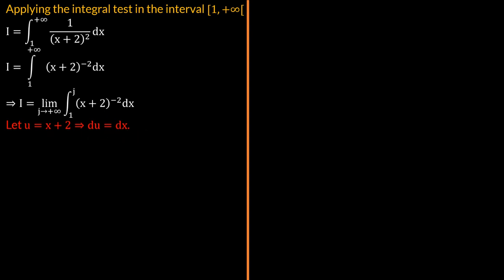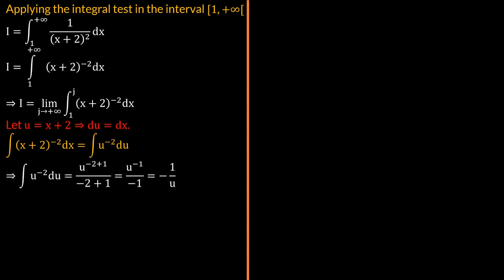Replacing this in the integral, the integral of (x plus 2) raised to the negative 2 dx is simply equivalent to the integral of u raised to the negative 2 du. Integrating it, we simply use the power rule of integration, which gives us u to the power negative 2 plus 1, divided by negative 2 plus 1, which is u to the negative 1, which definitely gives us negative 1 divided by u.